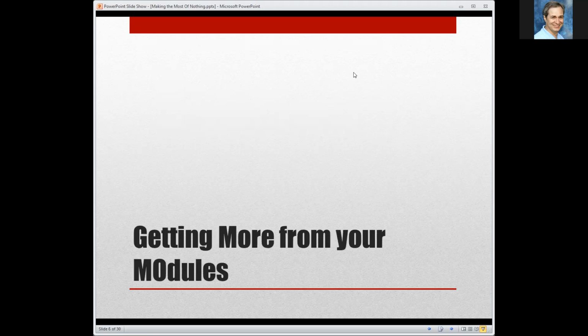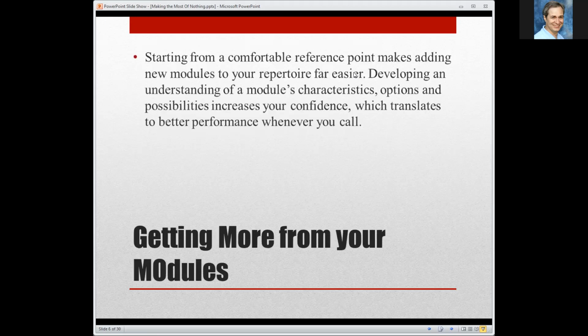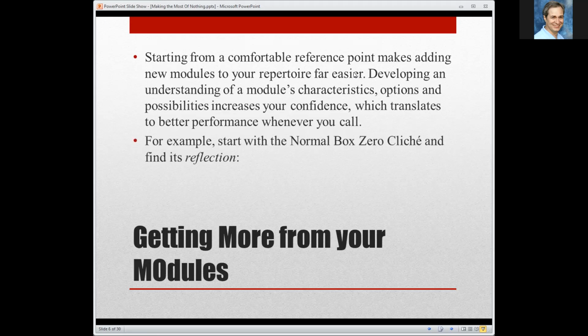So, getting more from your modules. This is kind of what I was talking about, riffing. You can start from a comfortable reference point, and it makes adding those new modules to your repertoire a lot easier. You can develop an understanding for the characteristics and the options and possibilities, and that helps to increase your confidence, which translates into a better performance wherever you call. So let's start with the zero box cliche and find its reflection. I'm calling it a reflection because it's not exactly a mirror image, but the idea is this module goes one way and now we want to go another way.